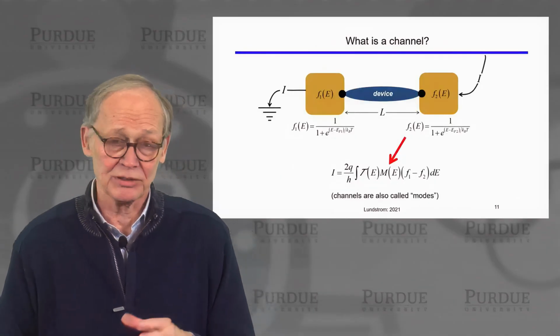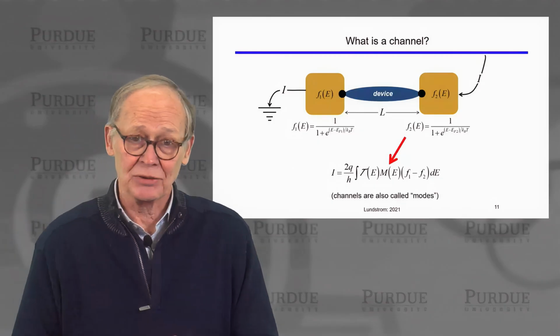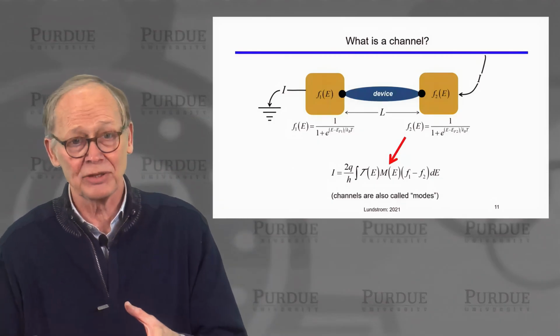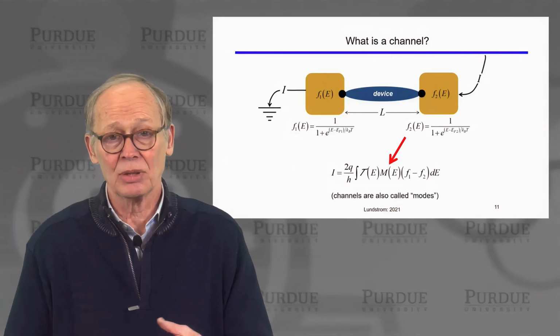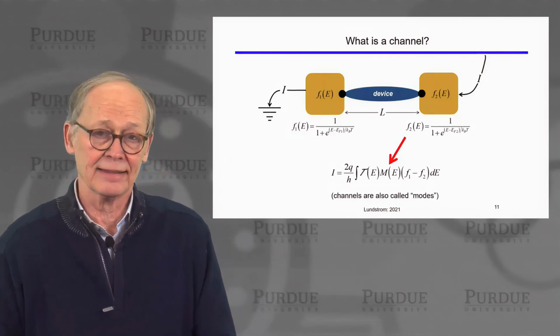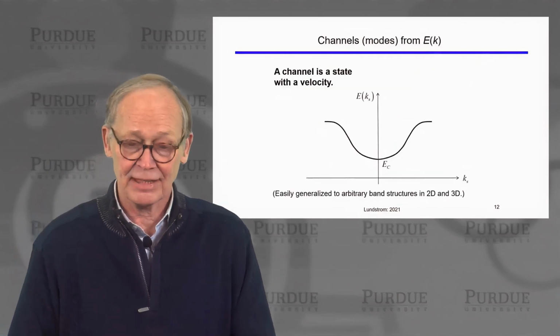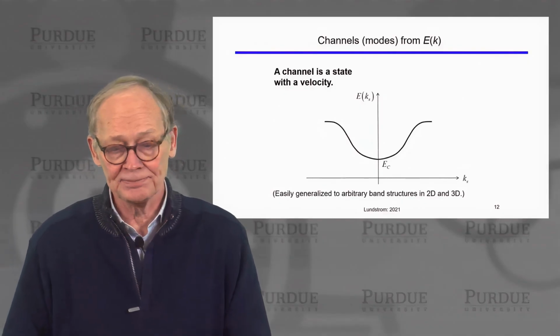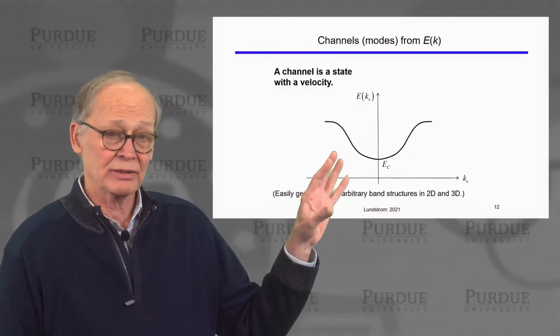Okay, now what is a channel? Channels are like lanes on the highway. They carry the flow of automobiles on a highway. They carry the flow of electrons in our semiconductor device. So we can illustrate what a channel is in a simple one-dimensional example.